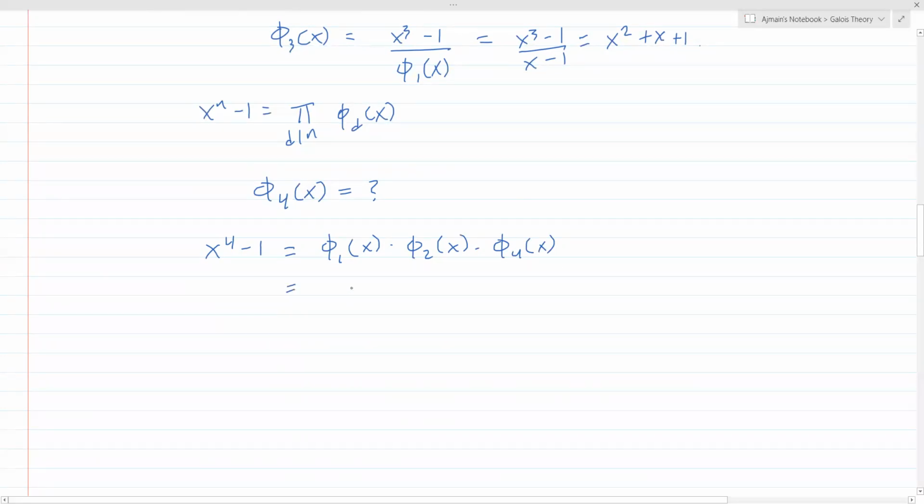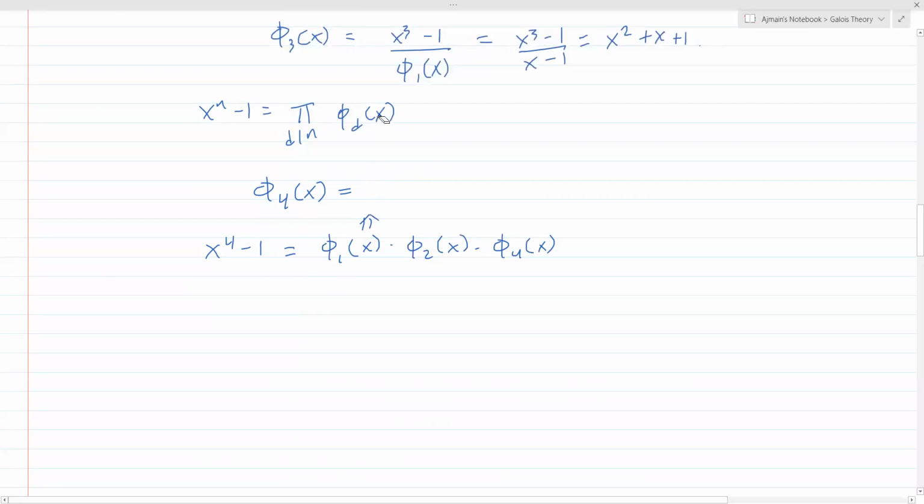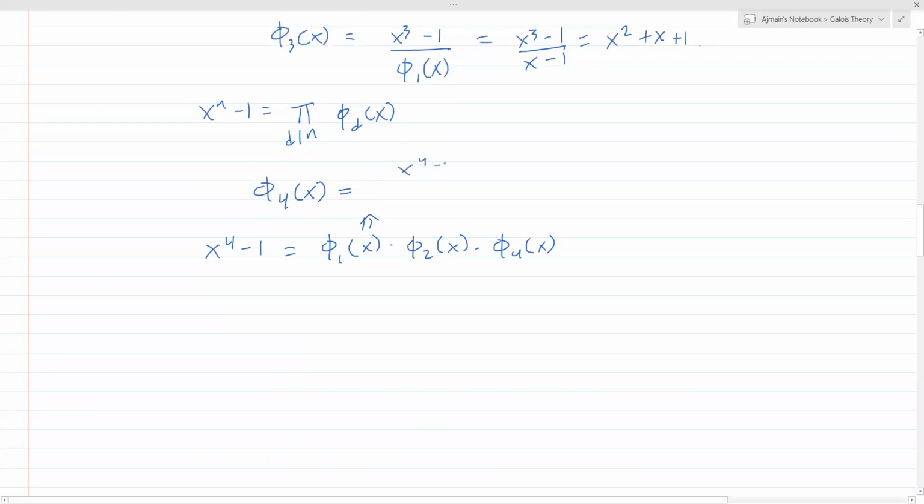And so from this, we conclude that phi 4 of x is x to the 4th minus 1 over (x minus 1) times (x plus 1). You do long division, you get x squared plus 1. So that's how you can compute these cyclotomic polynomials. You use the previous computations and divide, and you do long division to compute.